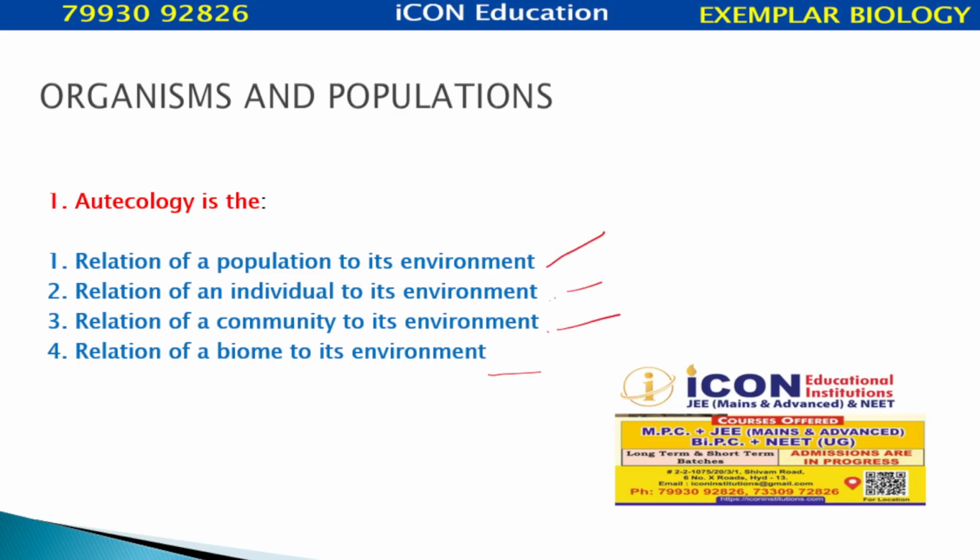So, among the four, where do you find the answer? Relation of a population to its environment, individual to its environment. Species ecology, we said, so that's why we say relation of a population to its environment is the answer.